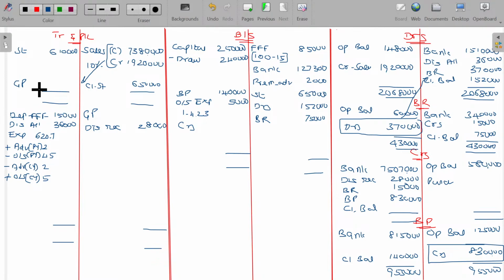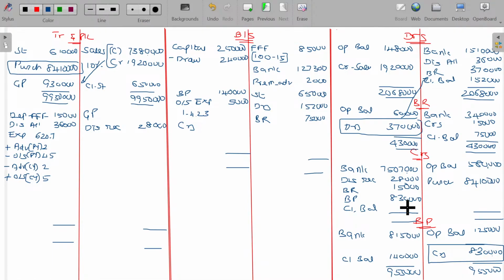I think the GP being 9 lakhs 30,000. 73 lakhs 80 plus 19 lakhs 20,000, you'll get 93 lakhs, the 10% being 9 lakhs 30,000. Finish up totalling this, 99 lakhs 50,000. The balancing figure will be the credit purchases, 84 lakhs 10,000. Okay. Now I can substitute that value here.